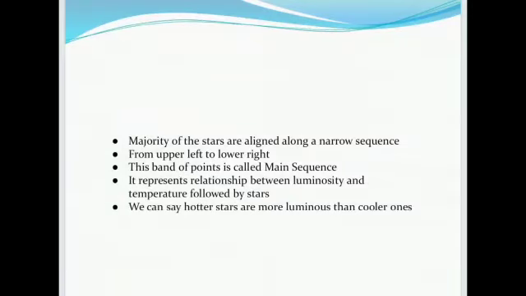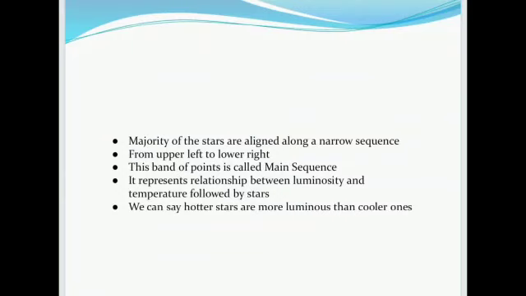So here the narrow axis from upper left to lower right region is known as main sequence. So in this region, that means from upper left to lower right portion, some of the stars are aligned. So in the upper left portion, all the stars are hot. That means the stars which are placed in the upper left region, they have high luminosity and high temperature. So these stars are hotter.